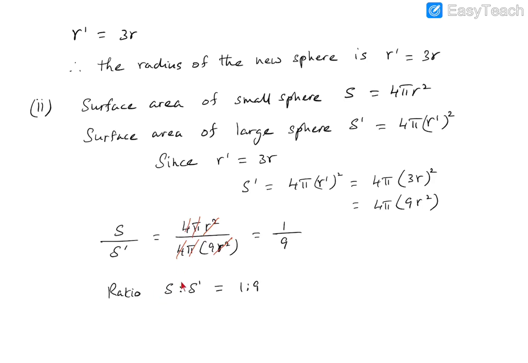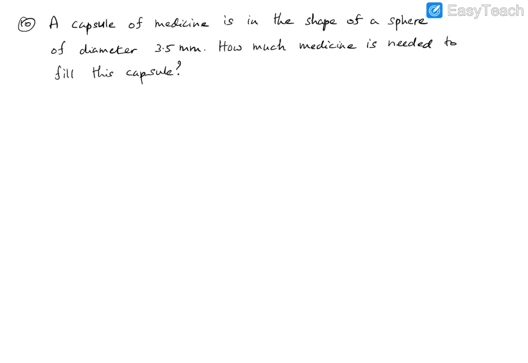So basically, as I said, the ratio of the surface area of the small sphere to the large sphere is 1:9. In other words, the large sphere has a surface area which is 9 times the surface area of the smaller spheres. Okay, so that is the solution to this problem. And finally, we have just one more question in this exercise, which is question number 10.